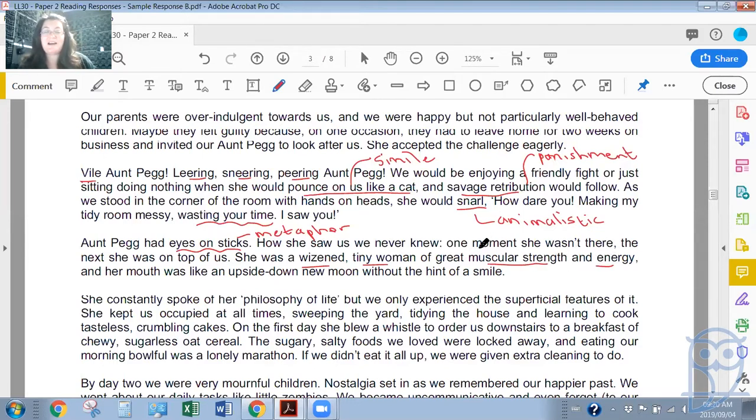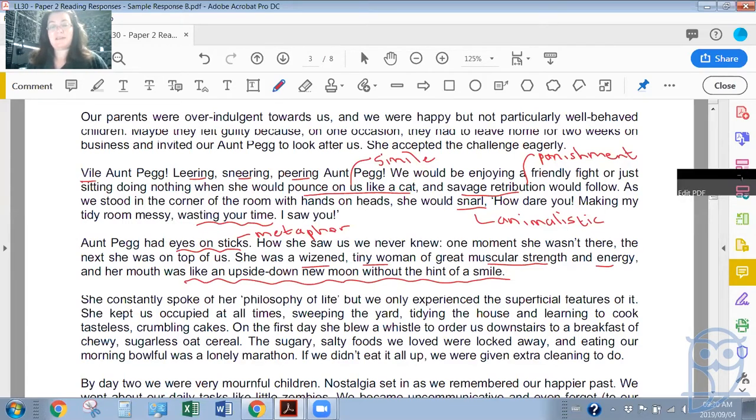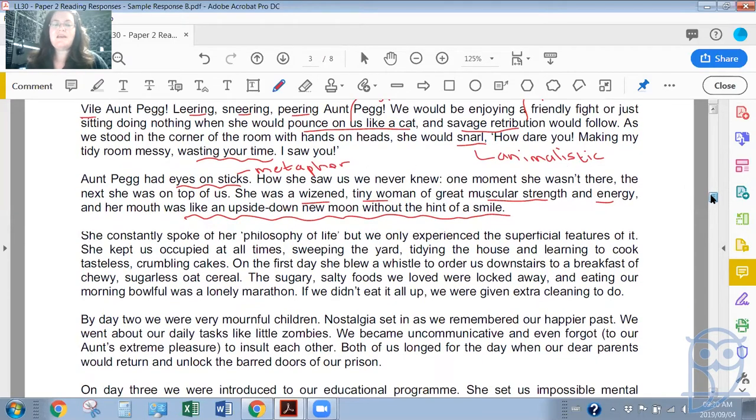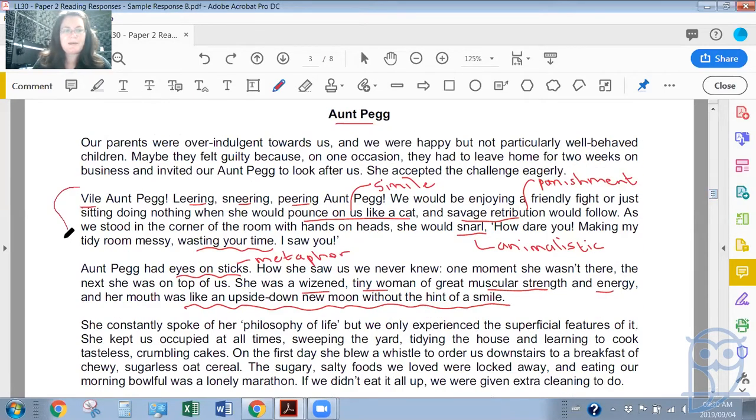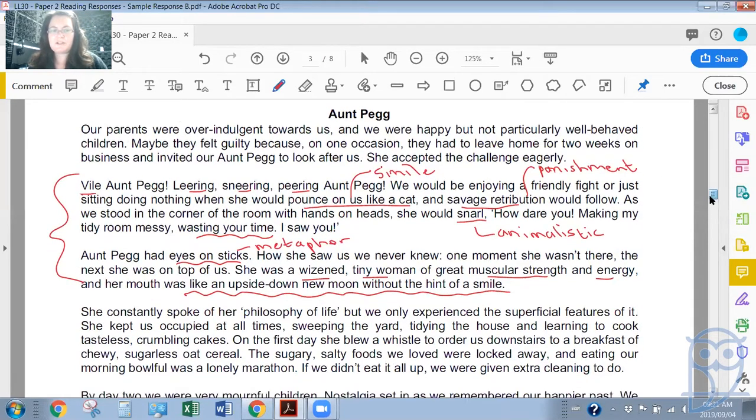There's no getting around her from a mental perspective, or possibly even from a physical perspective. And her mouth was like an upside down new moon without the hint of a smile. So no friendliness, no leeway here. She is strict, right? That's paragraphs 2 and 3. And then the children in paragraph 5. Here's the paragraph we have to look at for the children. Oh yeah, no, sorry, I've just done that wrong. Control Z. So these two are about Aunt Peg, and paragraph 5 is about the children.